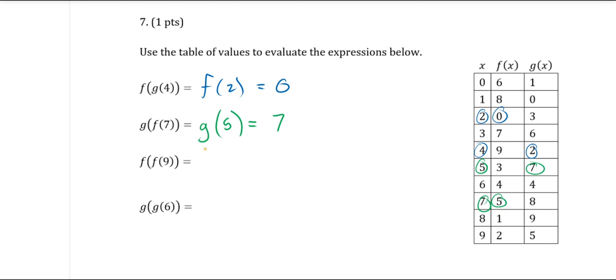So let's do that for f of 9. That's f of whatever we get when we plug in 9 into f. We get 2. So this is f of 2. And f of 2, we saw, was 0. So this is 0.